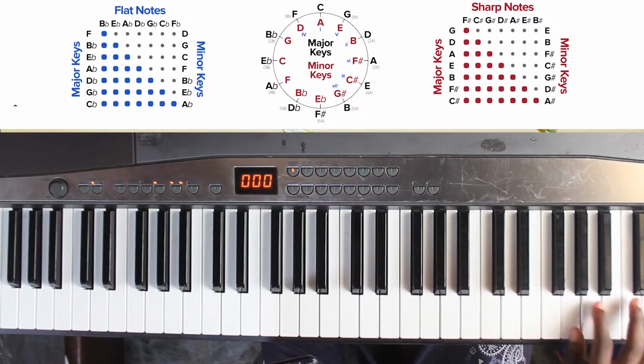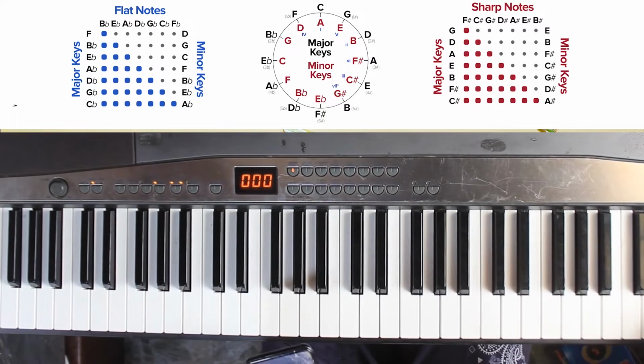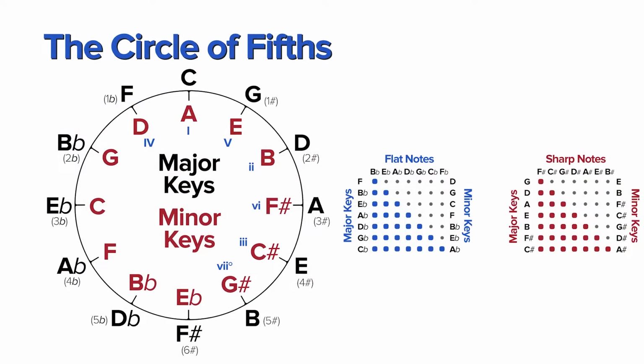To get the next one, it is still 7. 1, 2, 3, 4, 5, 6, 7. That is how we have the D. Again, 1, 2, 3, 4, 5, 6, 7. That's how we have the A. So that's how it is. We have the E, the B, then the G flat, and so on and so forth. When you do that, you'll be able to get the circle of fifths.